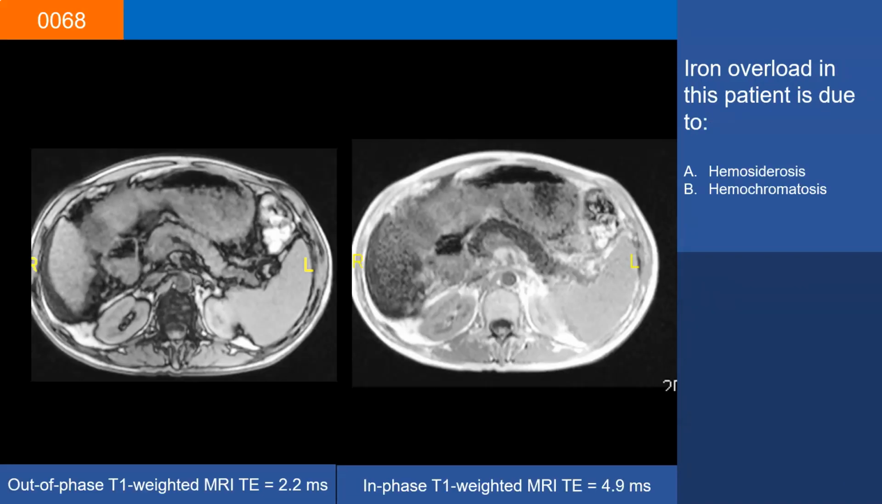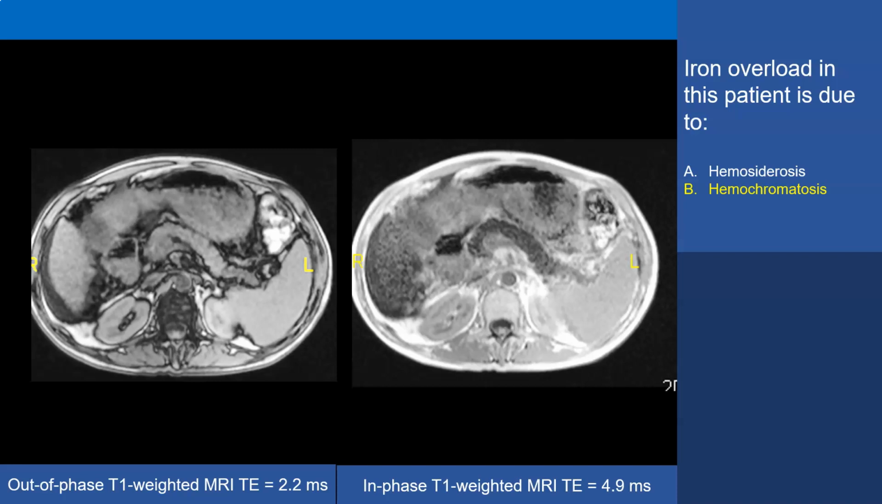Iron overload in this patient is due to hemosiderosis or hemochromatosis. Again, we are provided with the same types of images, the out-of-phase and the in-phase T1 weighted MRI with higher TE on the in-phase images. The correct answer is hemochromatosis.